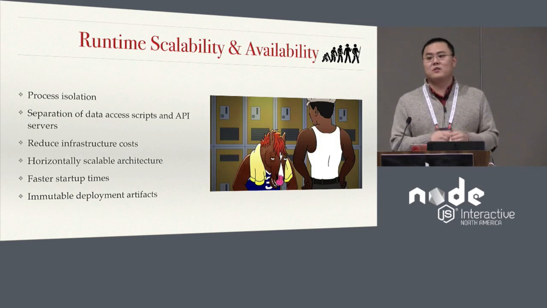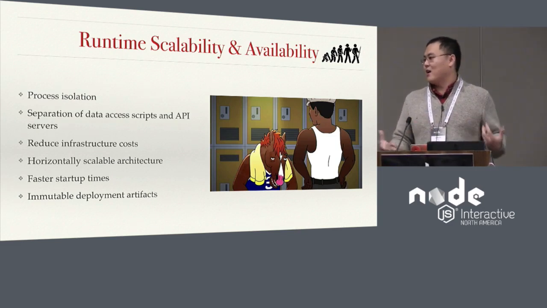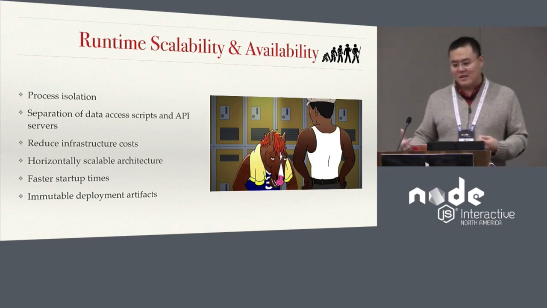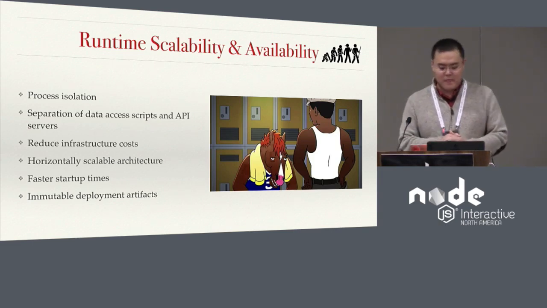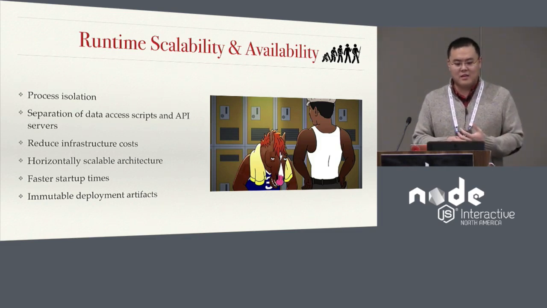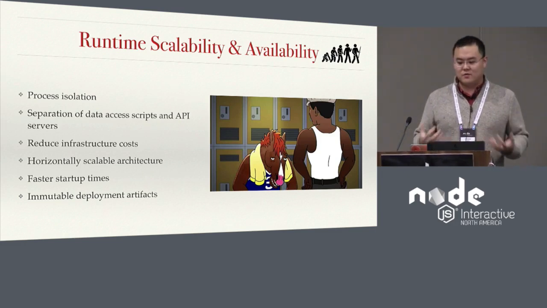This also helps us reduce infrastructure costs. You can imagine that if I have a data access script that's taking 10 RPS, another one that's taking 1,000 RPS, they shouldn't really share the same process space, right? Because one should use drastically fewer resources than the other. We also want faster startup times, right? And we want an immutable deployment artifact so that we can easily reproduce the different builds that we have available.